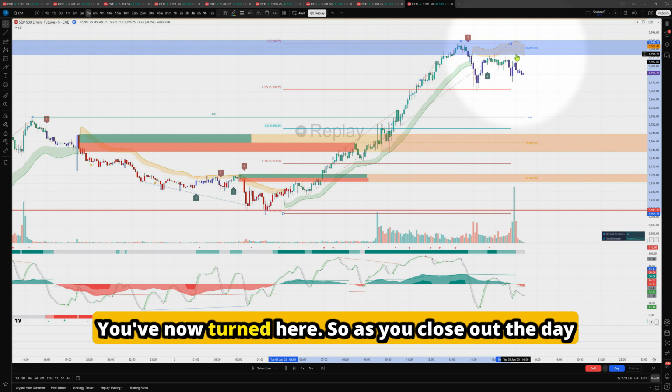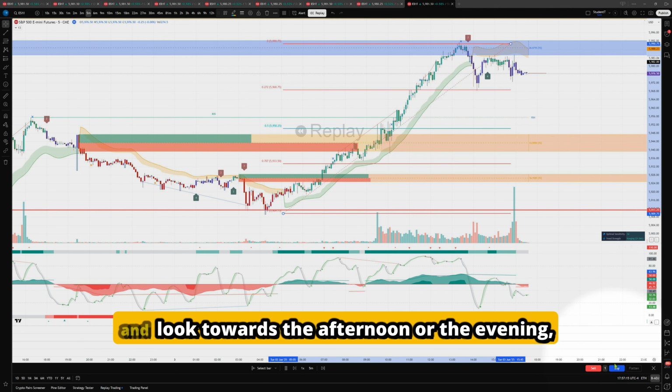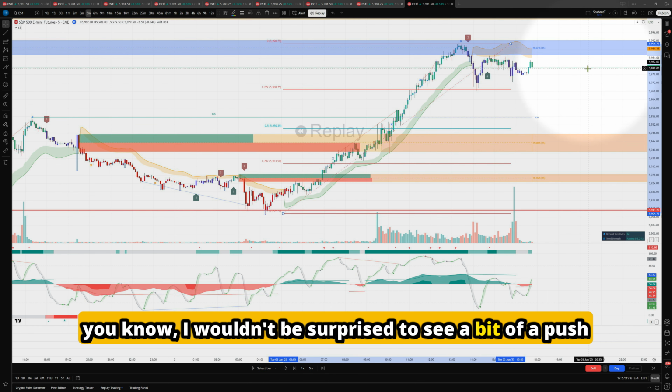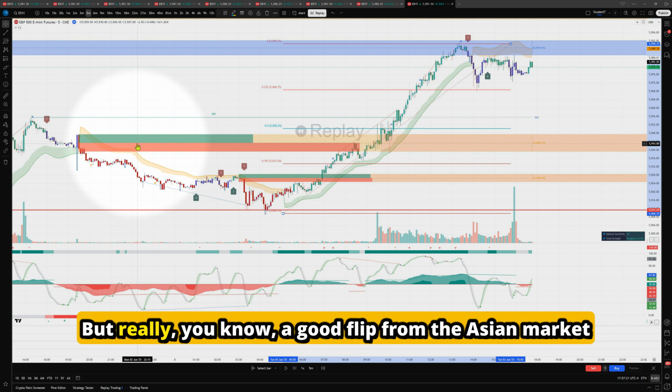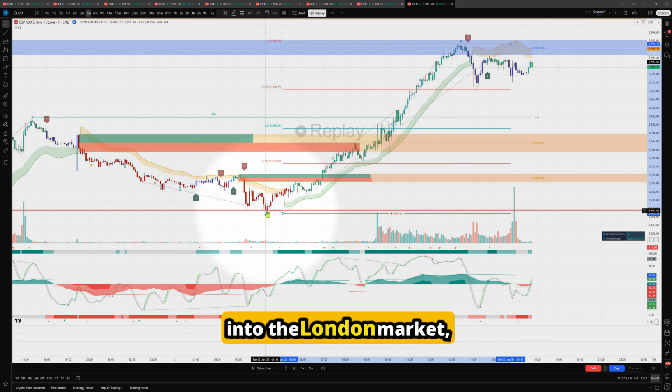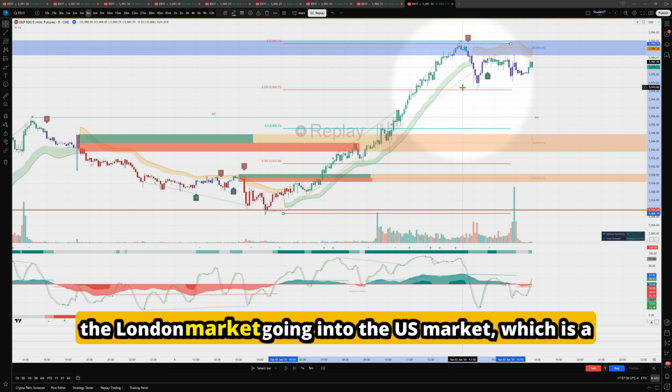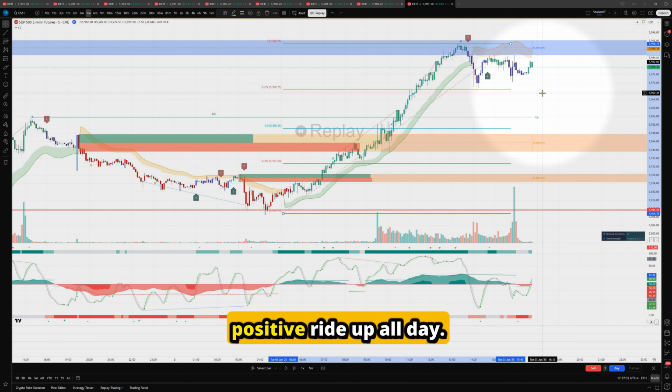You've now turned here. So as you close out the day and look towards the afternoon or the evening, I wouldn't be surprised to see a bit of a push down as we go through the day. But really, a good flip from the Asia market into the London market, the London market going into the US market was just a positive ride up all day.